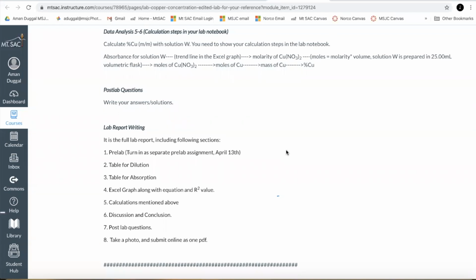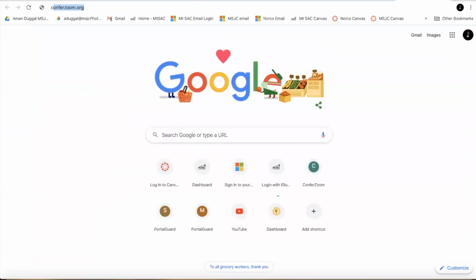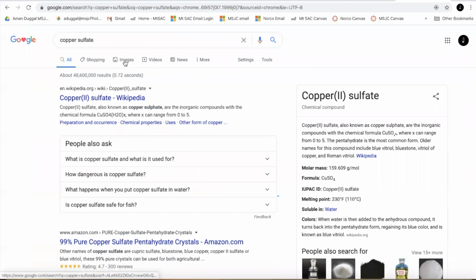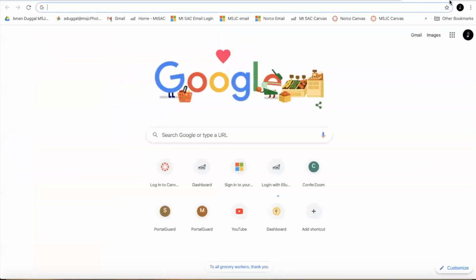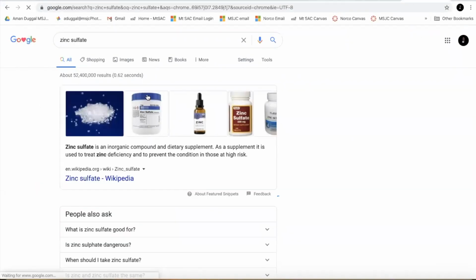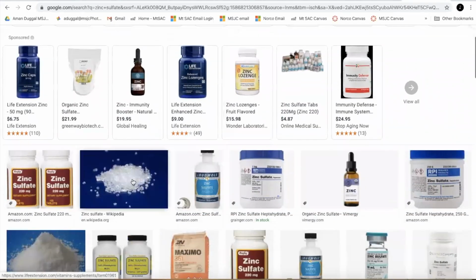The reason is, remember the copper solution? What's the color of copper solution, guys? Blue. So copper sulfate is a blue solution, and even the copper sulfate pentahydrate, the powdered form of copper sulfate, looks blue. And if you look at zinc sulfate, zinc sulfate has no color. So it's white in color like this.